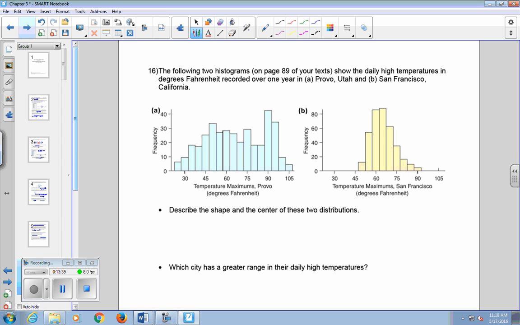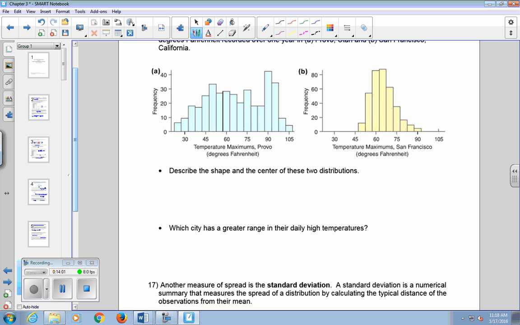The following two histograms on page 89 of your text show the daily high temperatures in degrees Fahrenheit recorded over 1 year in Provo, Utah, and in San Francisco, California. So first, let's describe the shape and center of these two distributions.